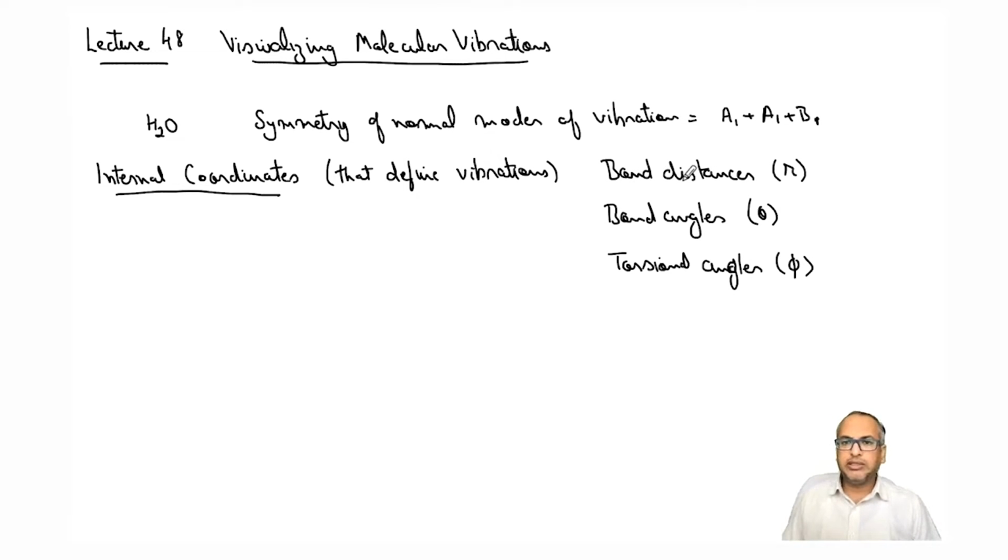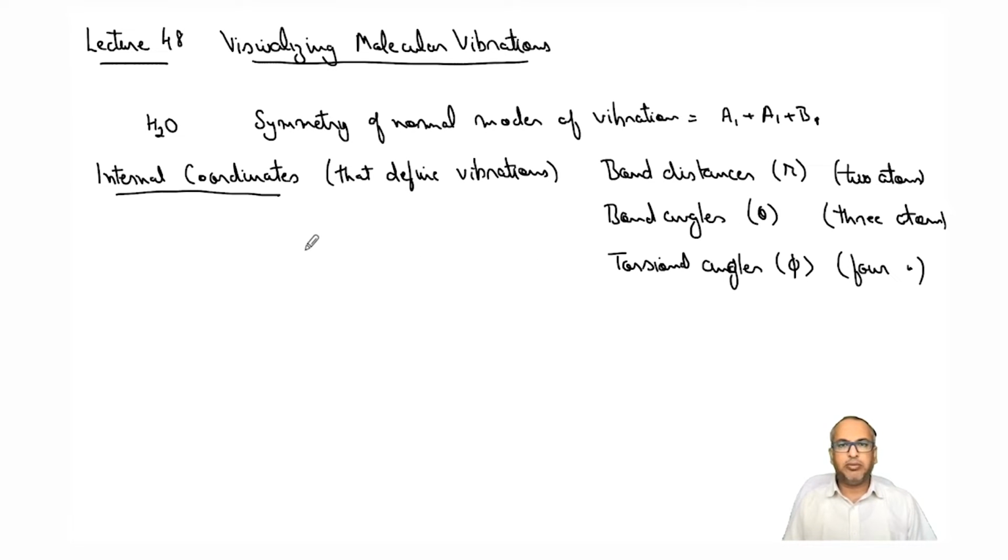To define bond distances, you need 2 points or 2 atoms, right? To define a bond angle, you need 3 atoms minimum. And to define a torsional angle, you need 4 atoms minimum. So that is the requirement. That means if you have a diatomic molecule, you cannot have any bond angle or torsional angle. You can only have bond distances. Similarly, if you have a triatomic molecule like water, you cannot have a torsional angle. You can only have bond distances and bond angles, right?